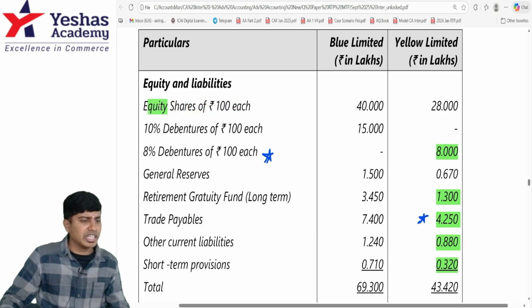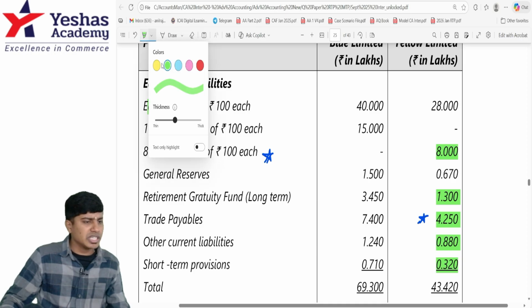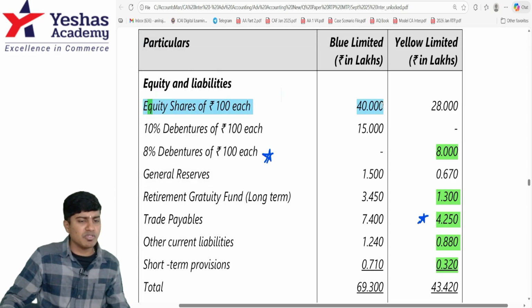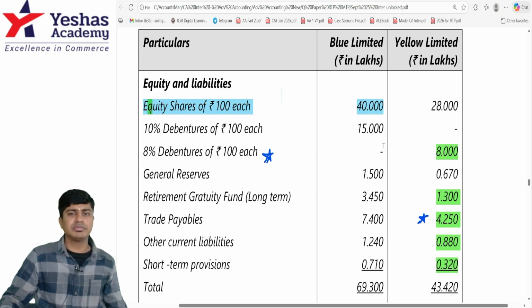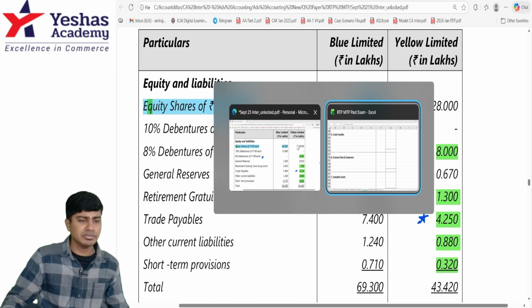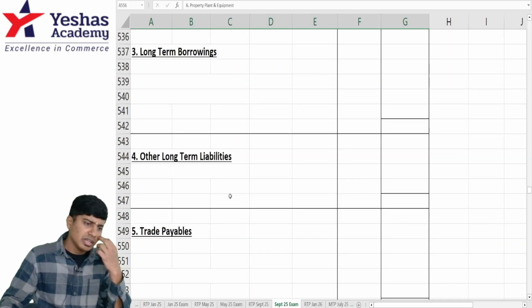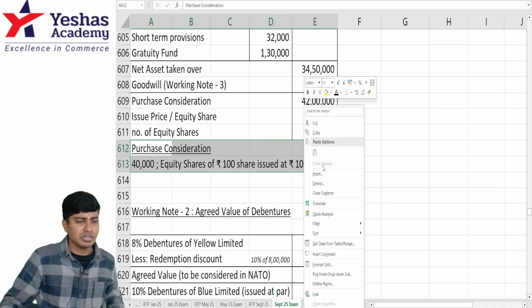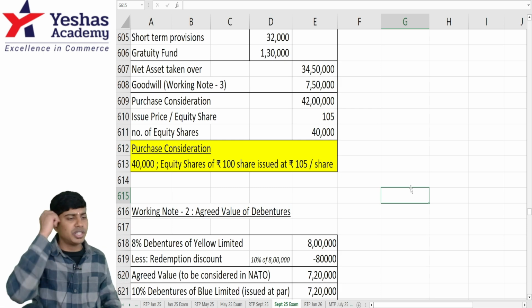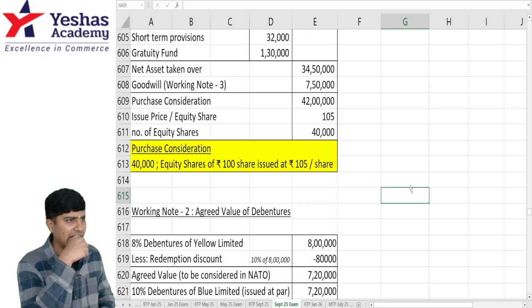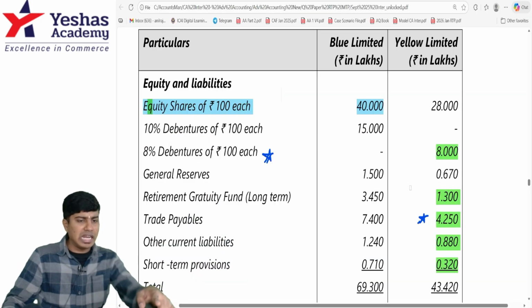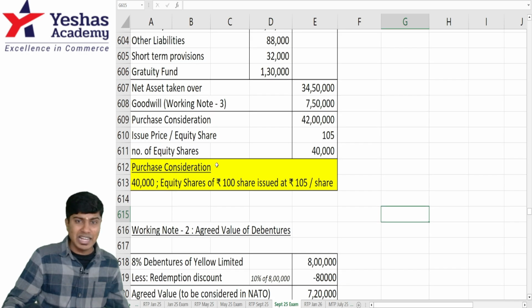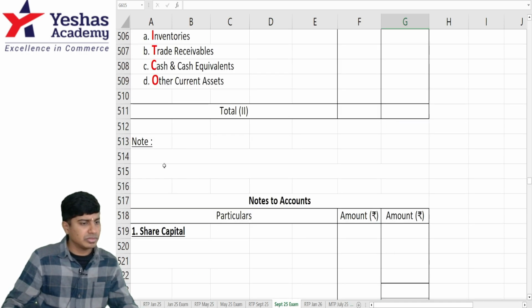How much is the equity share capital? I'll take a different color. How much is the equity share capital of Blue? Blue Limited's equity share capital is 40 lakh. Take 40 lakh in the calculator. Did you all take 40 lakh? Come to the answer here. In the answer, we issued them shares, no? How much did we issue? 40,000 shares of rupees 100 each. So 40,000 into 100 is how much? 40 lakh. You add 40 lakh to this 40 lakh: 80 lakh. So, in my share capital, I would write.